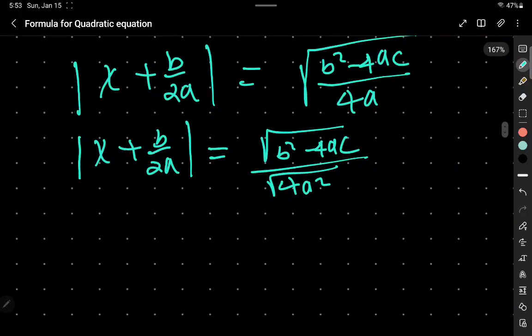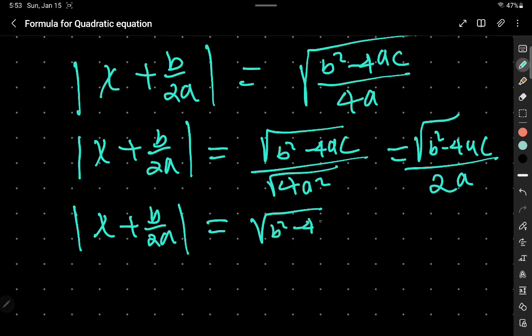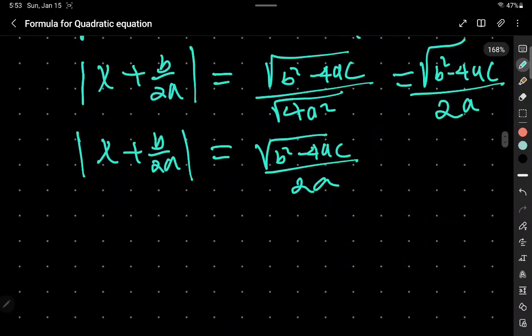All right, but this is equal to the square root of b squared minus 4ac over the square root of 4a squared, which is 2a. Okay, then this is equal to that. So in order to remove this absolute value sign, you have to put a plus or minus sign here. So we now have the absolute value of x plus b over 2a is equal to the square root of b squared minus 4ac over 2a. This time, in order to remove the absolute value, you have to put a plus or minus sign here.